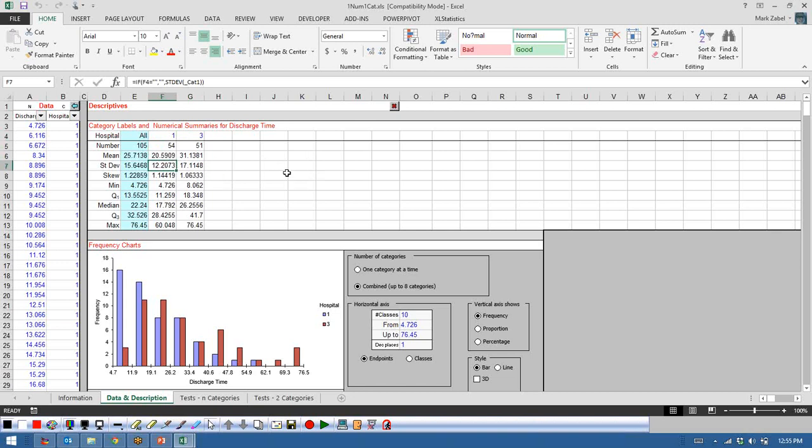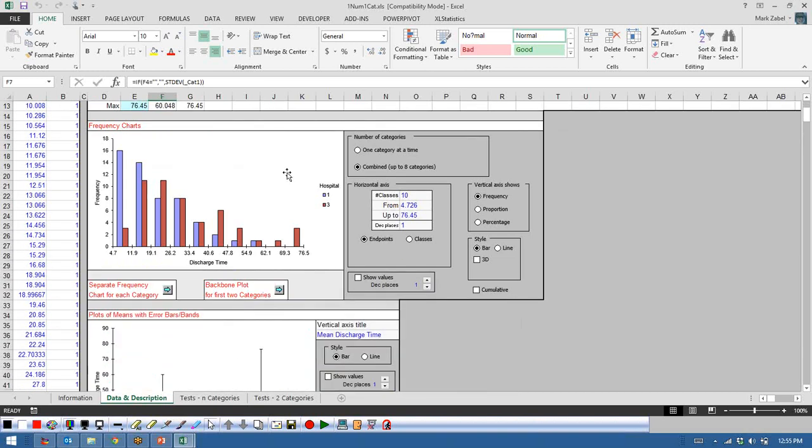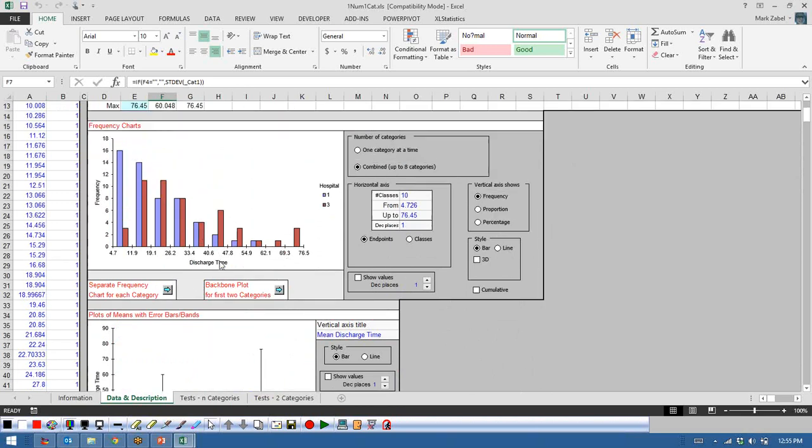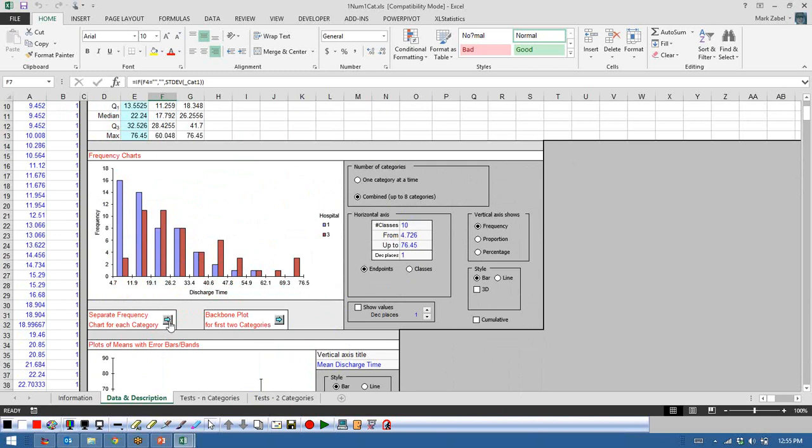But I want to look at a graph that's going to help me with that a little bit. So we're going to look at a couple of different graphs. The first is I can make a histogram for each. That's called a separate frequency chart. So let's go ahead and take a look at that.